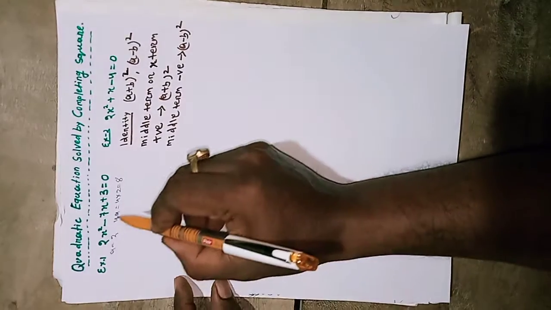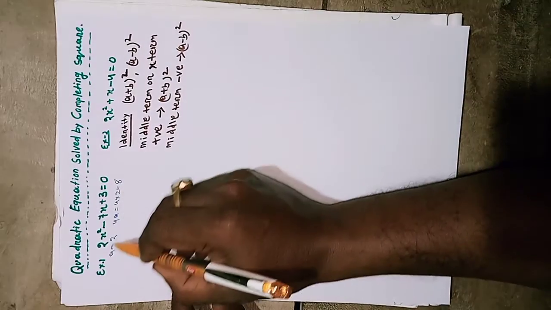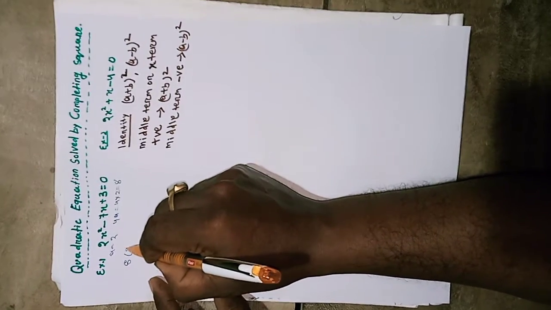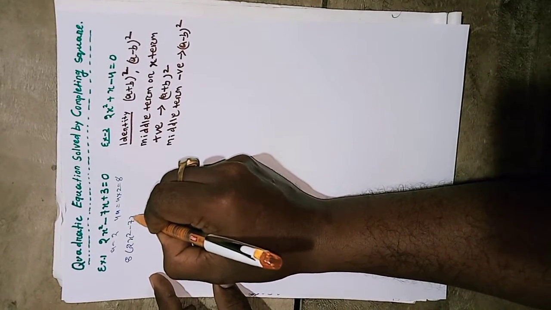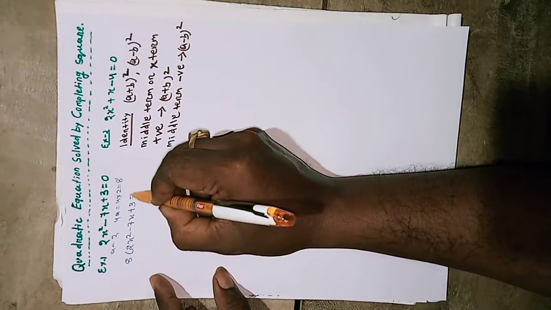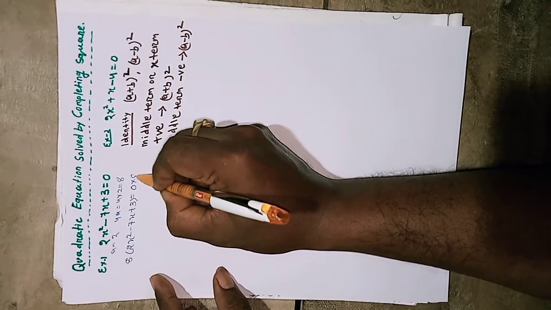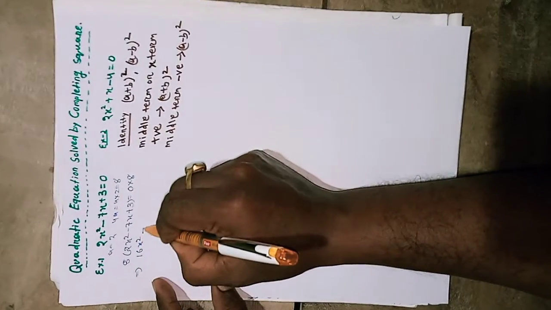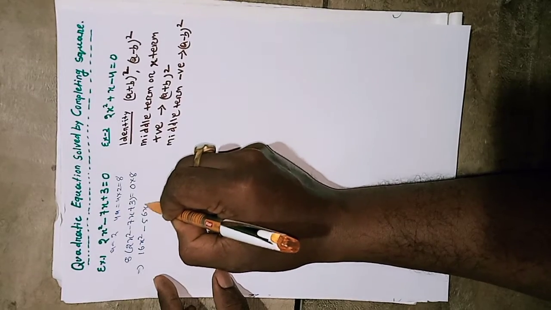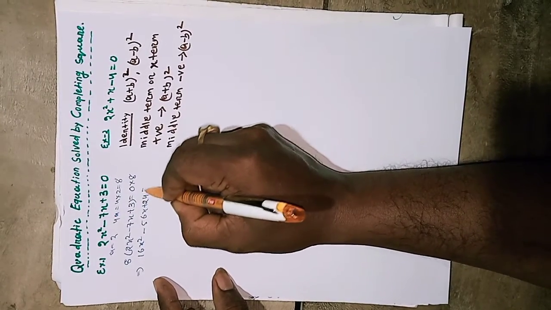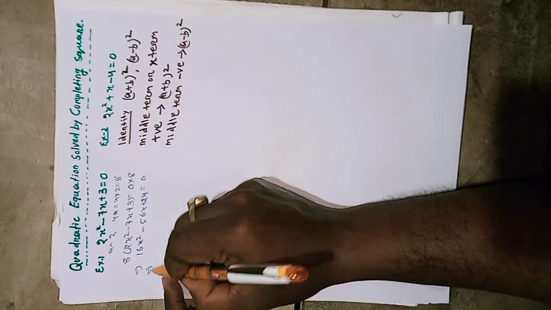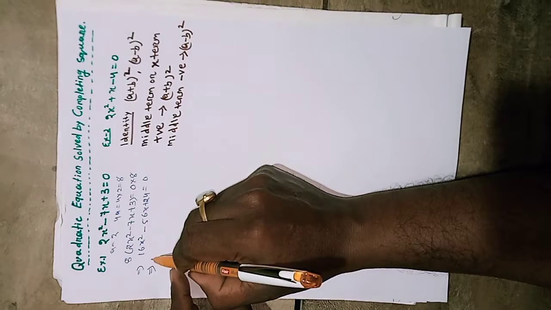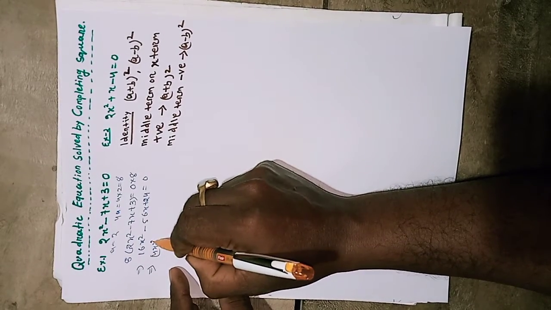Now multiply 4a value, which is 8, on both sides of the equation. 8 into 2x square minus 7x plus 3 equal to 0 into 8. Implies that 16x square minus 56x plus 24 equal to 0. Implies that write the first term 16x square as a square term, which is equal to 4x whole square.